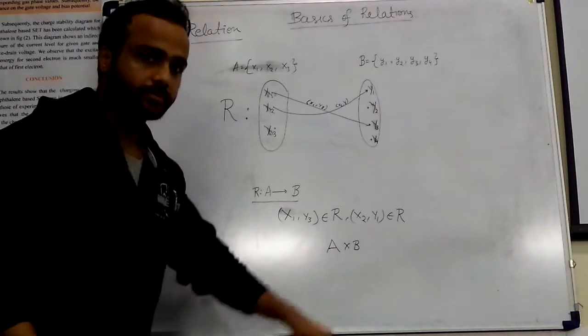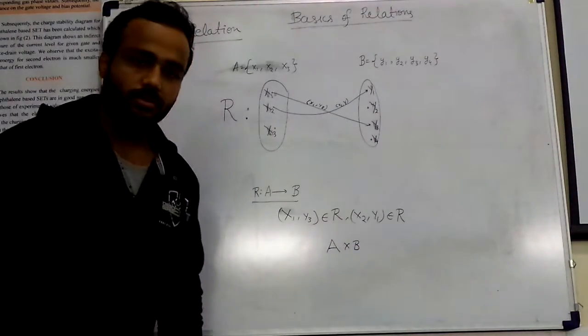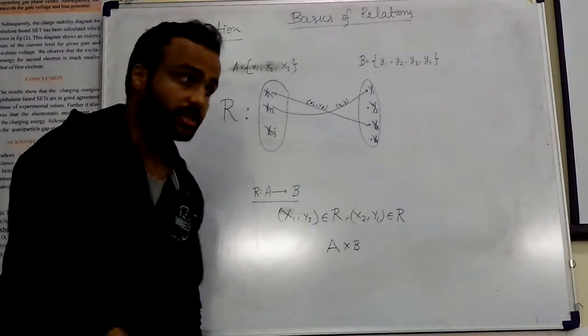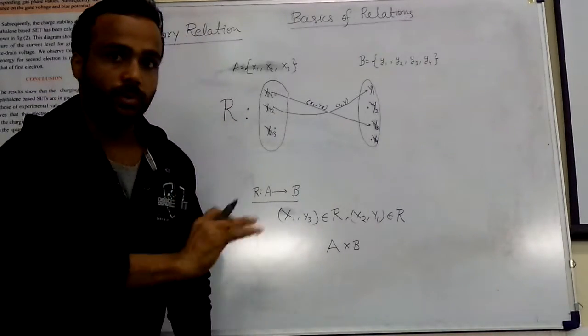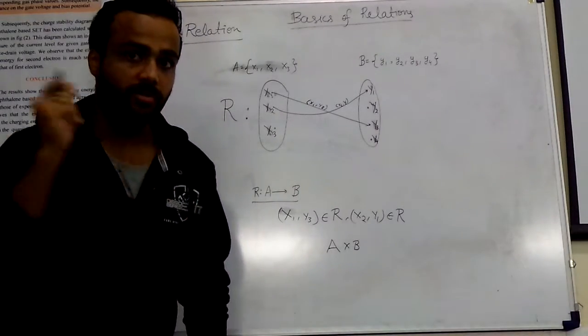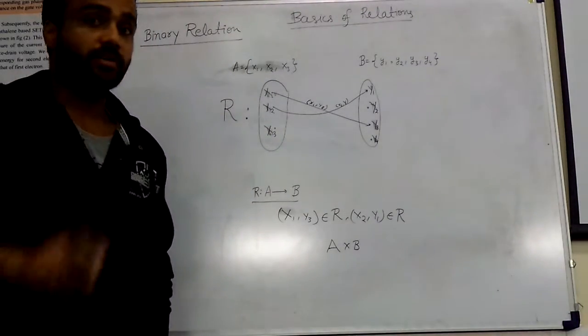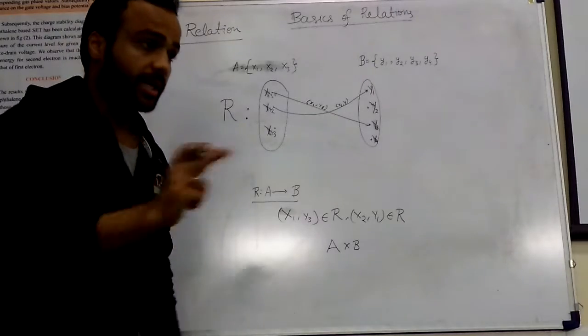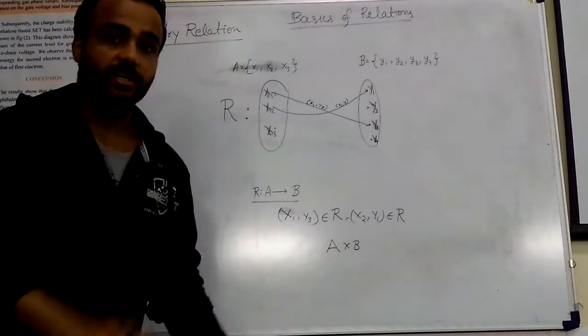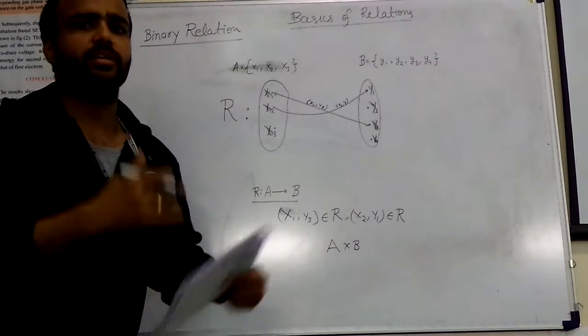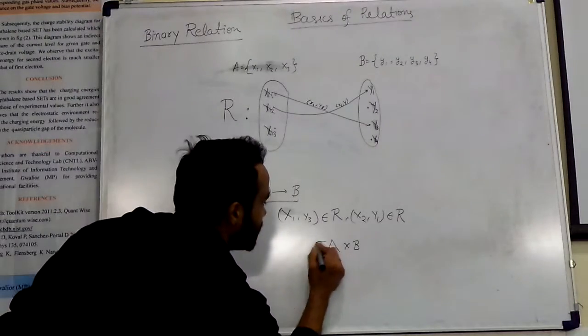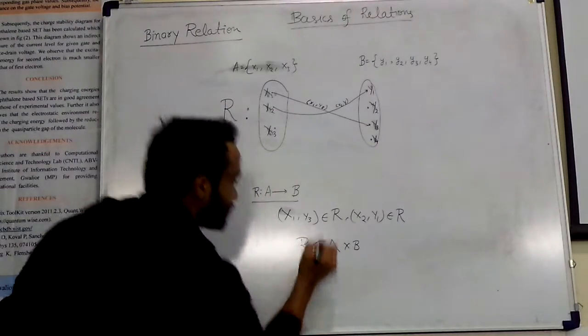A cross B is a set which contains all the sequences of length 2 with the first element taken from the set A and the second element taken from the set B. But a relation cannot necessarily contain all those sequences. It may contain a few of them. That is why a relation is a subset of A cross B.